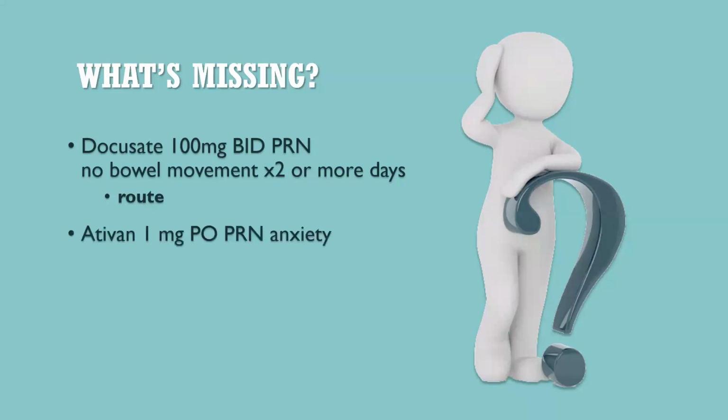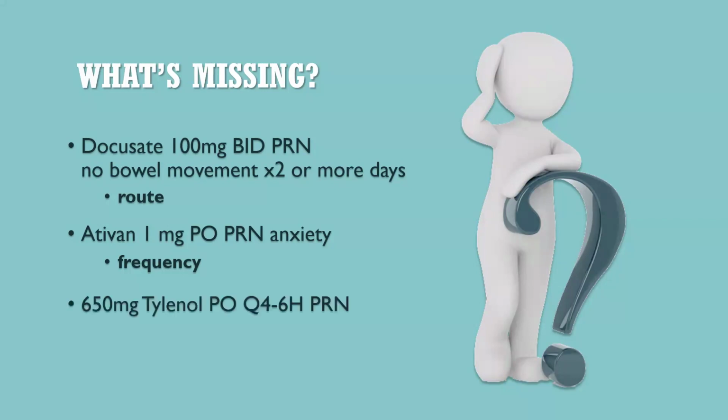So here's the next order for Ativan 1 milligram orally as needed for anxiety. And frequency, that is the bit that's missing. The reason why this is super important is you want to make sure you're not giving a medication too frequently, which could cause an overdose, and especially in some medications can be extremely dangerous for the clients.